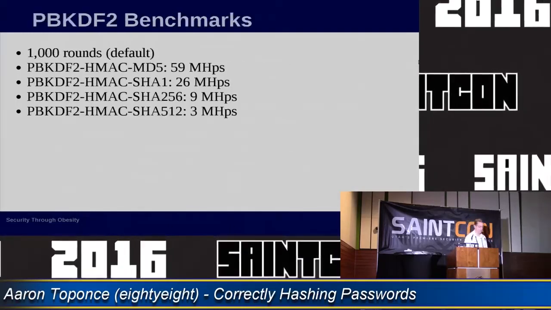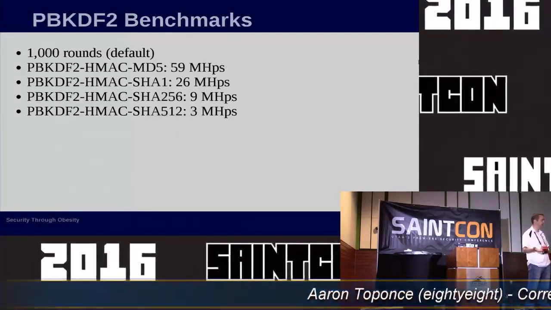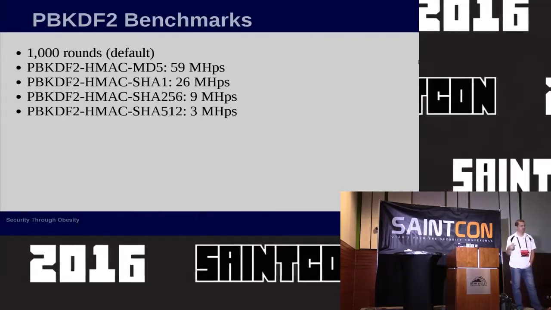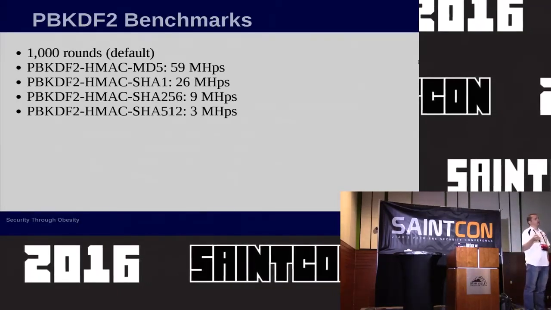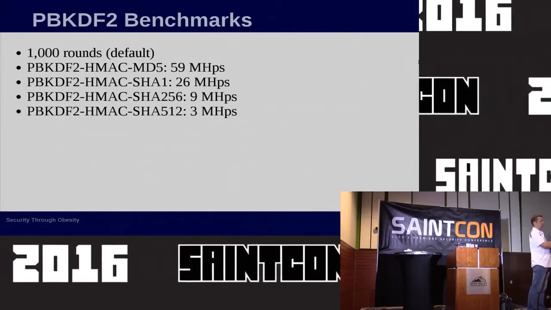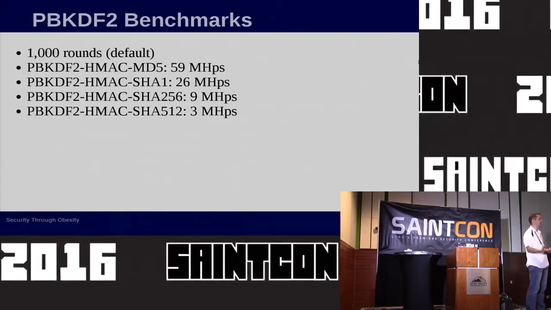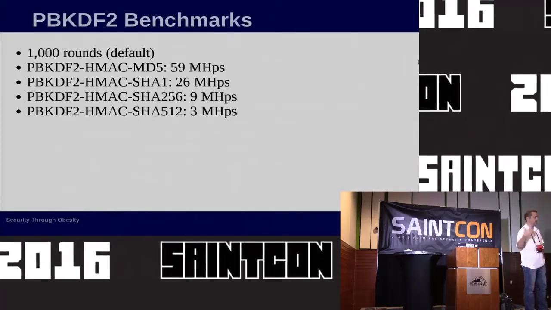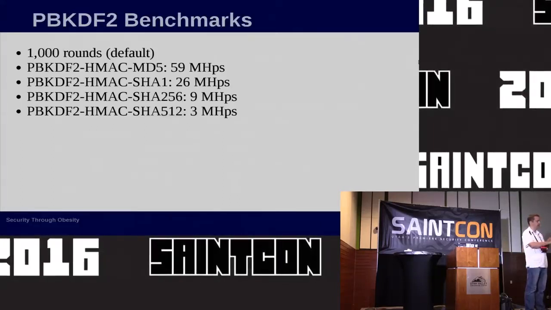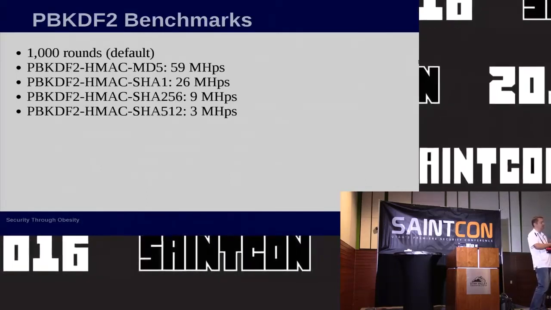So looking at some PBKDF2 benchmarks, again, Hashcat defaults to 1,000 rounds. This was the recommendation in 2000. And so this is what we see with PBKDF2. PBKDF2 relies on plugging in a hashing function. Okay? In and of itself, it doesn't do anything. I need to provide some sort of hash to get PBKDF2 working. So in this case, I'm using HMAC MD5, HMAC SHA-1, HMAC SHA-256, and HMAC SHA-512.